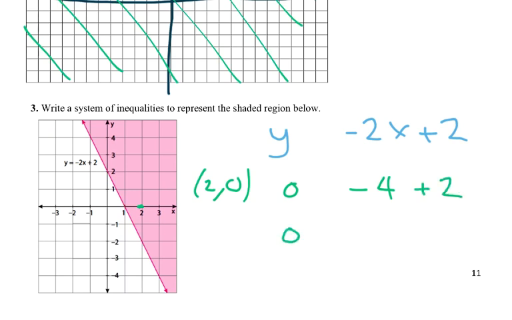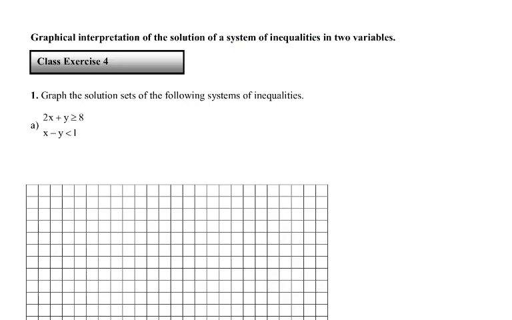So we've got 0, minus 2. So you can see that 0 has to be bigger than -2. So we know then that this is the region where y is bigger than -2x plus 2. And we can see that the line is not dashed, so it's where y is bigger than or equal to -2x plus 2. And that's the end.